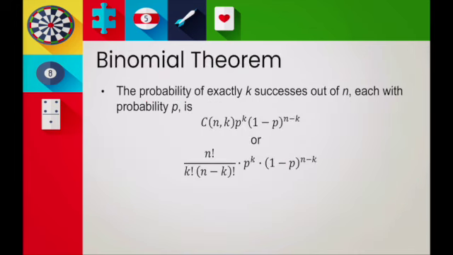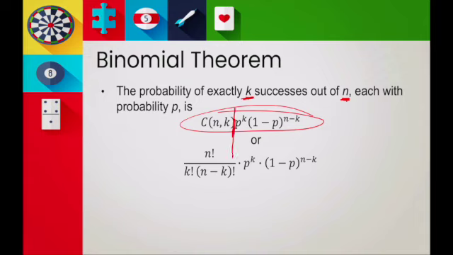So this gets us to the binomial theorem. If you're looking in your textbook, it wants to do this a different way, but the binomial theorem is better. So you get this formula. The probability of exactly k successes out of n, each with probability p, is the combination of n choose k, times p to the k, times 1 minus p to the n minus k.